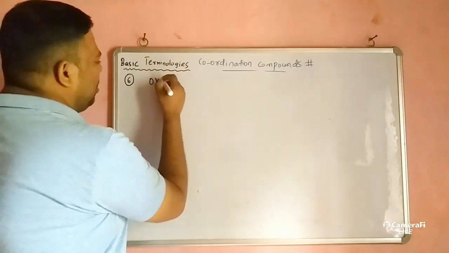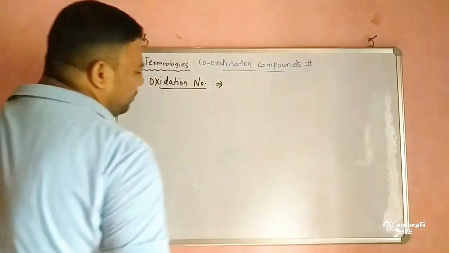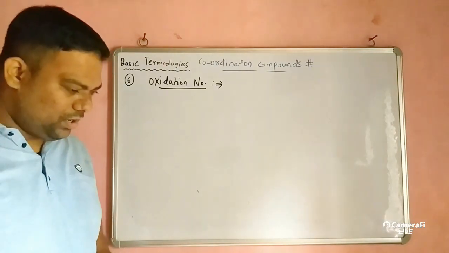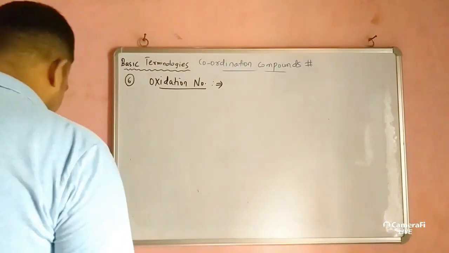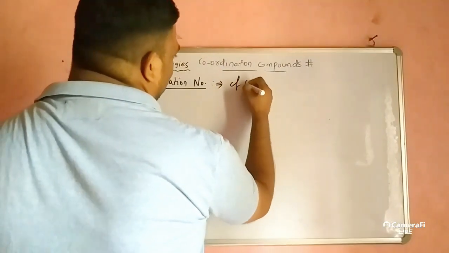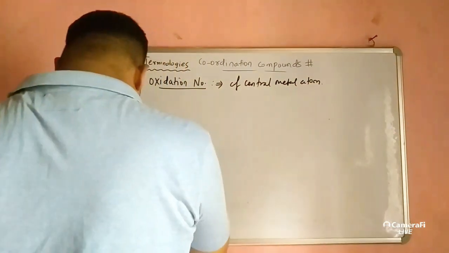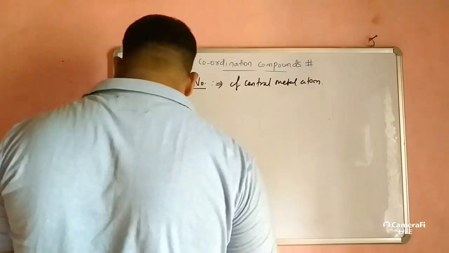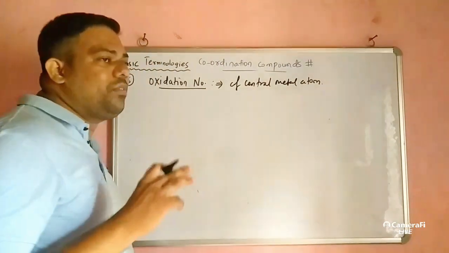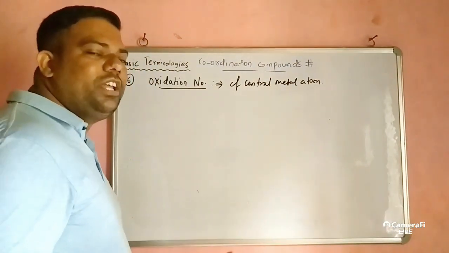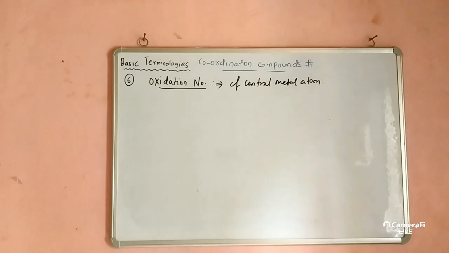Now we will discuss number 6, oxidation number. See, how we can calculate the oxidation number of the central metal atom in a complex. The charge present on the central metal atom in the complex is called its oxidation number. Means the charge present on the central metal atom, we call it the oxidation number. So we will take some examples of oxidation number also.